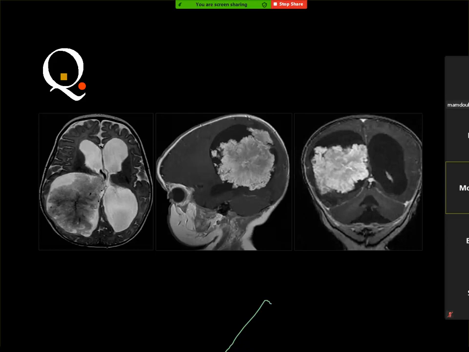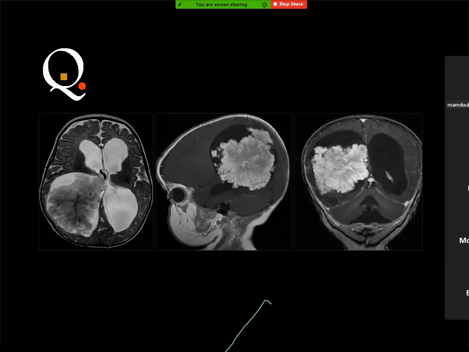MRI brain of a child shows a right intraventricular mass lesion. Hyperdense. Oh, sorry, hyper. And this is T2, and this is enhancement. Yes, it's pilocytic astrocytoma. It's a cyst with nodule. This is intraventricular.